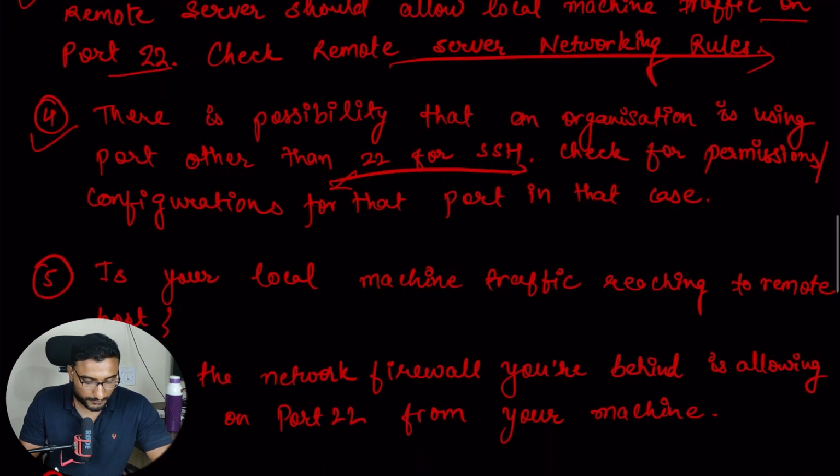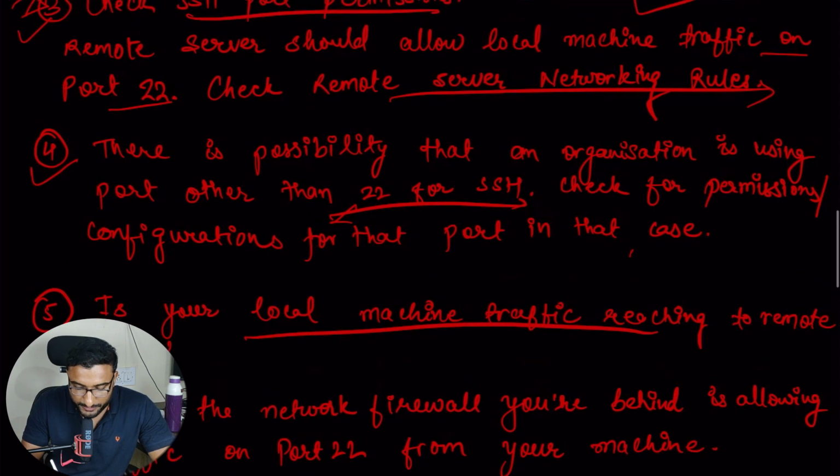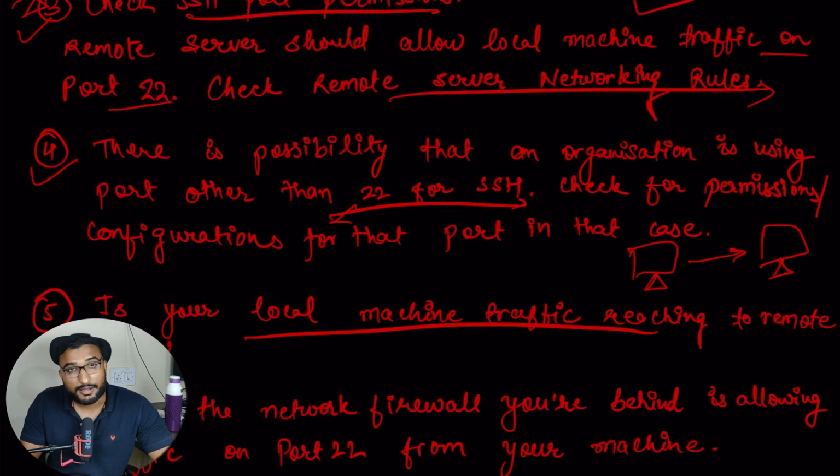Moving to the fifth point. We mentioned that we are trying to hit a remote host from a local machine. Now, are we sure that the traffic is actually reaching the remote host? One way could be the connection actually reached the remote host and was then rejected by it, so that you are getting some permission issue.